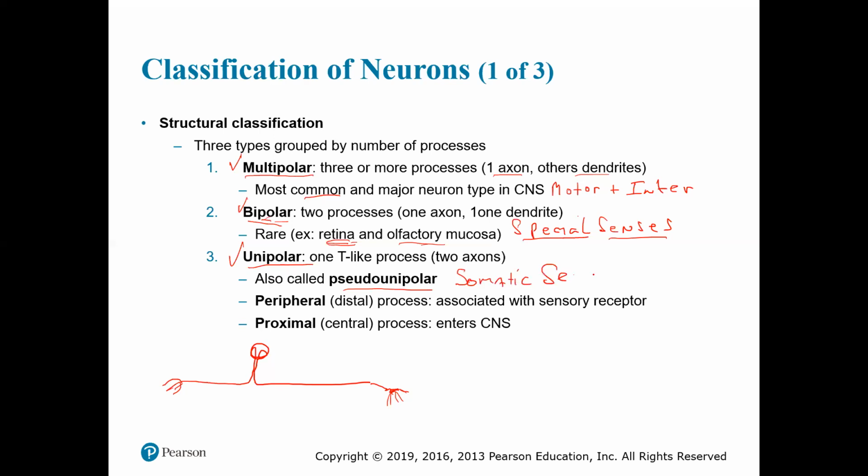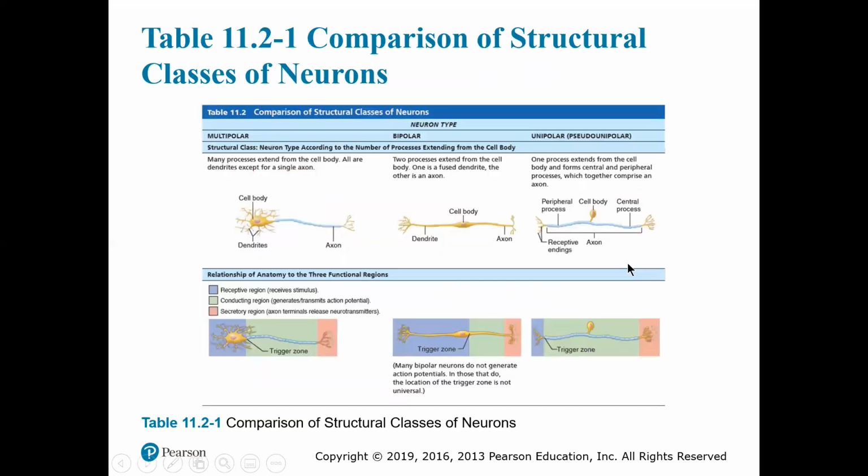So these are your typical sensory neurons. Okay. So here's the picture. Here's your typical multipolar neuron. I like this because, oh, look at the words, trigger zone. All of a sudden they're using trigger zone in the PowerPoint. Cool. So here's the axon terminals.